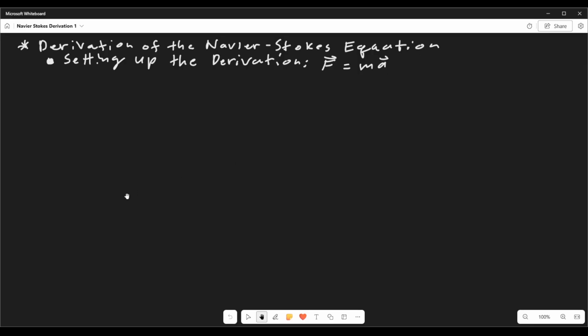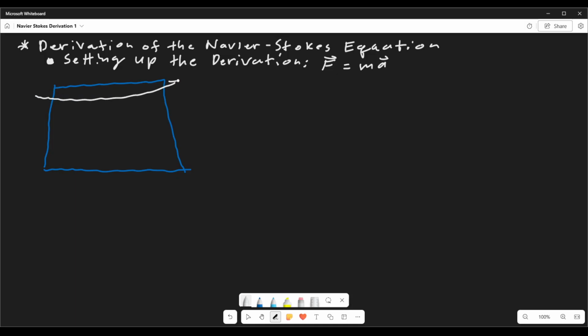The assumption is there's some fluid, which I'm going to draw here. So I assume we have some volume of fluid. And of course there's flow through the fluid. So it's doing something, it's flowing. The idea is to figure out how to compute how this fluid flows.